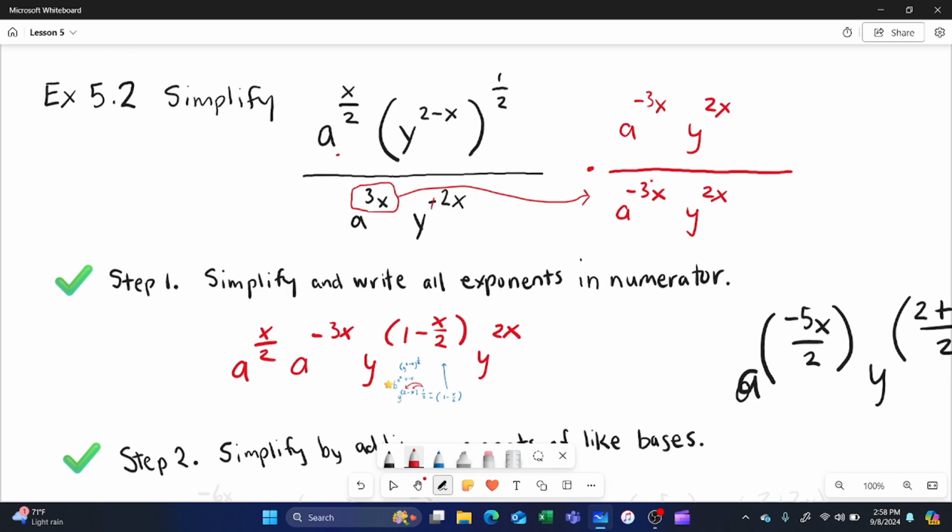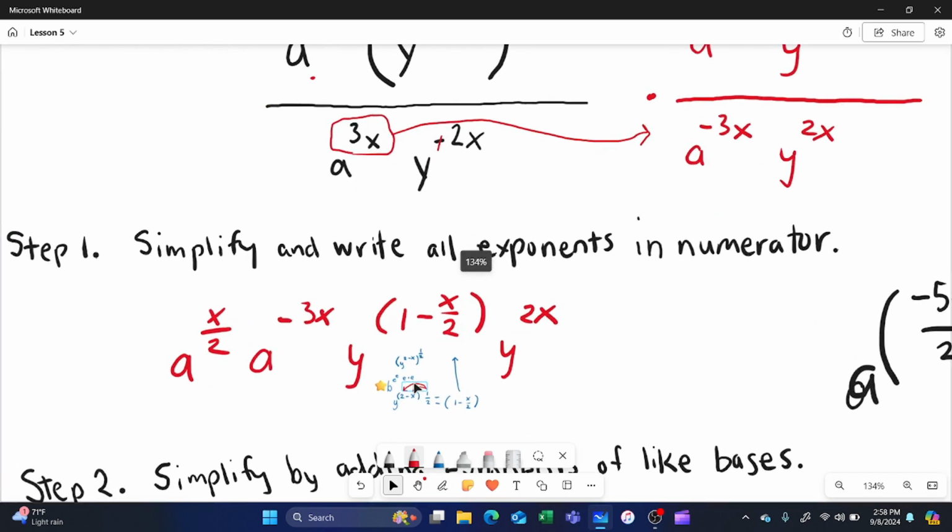From there, we're going to have a to the x squared times a to the negative 3x. That's this one and this one. And then we'll have y to the 1 minus x squared over y to the 2x. Now, we did have some problems figuring out how exactly y to the 2 minus x to the 1/2 simplified down to 1 minus x over 2. So I wrote that down right here.